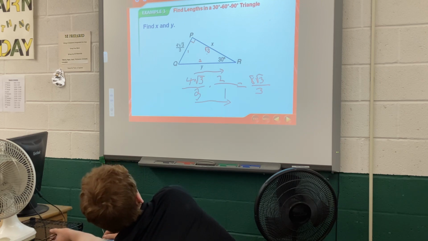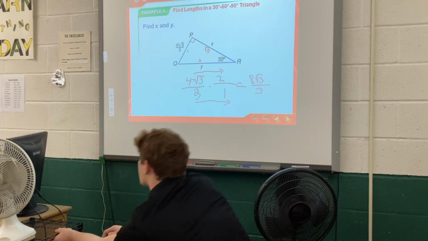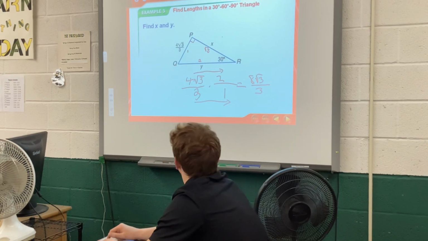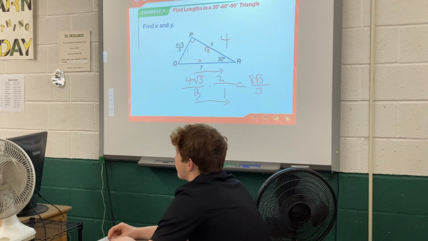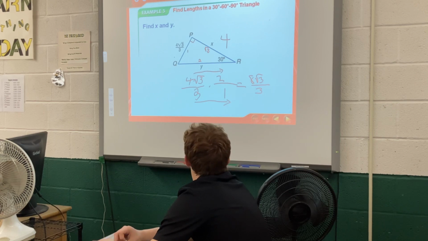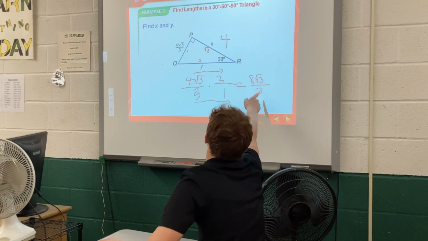So now, if I take 4 square root of 3 over 3 times the square root of 3, what do I get? What's the square root of 3 times the square root of 3? So this should be what? 4. Square root of 3 times the square root of 3 gives me 3, and 3 over 3 cancel out. Everybody see what I'm saying there? You need to see it written out?